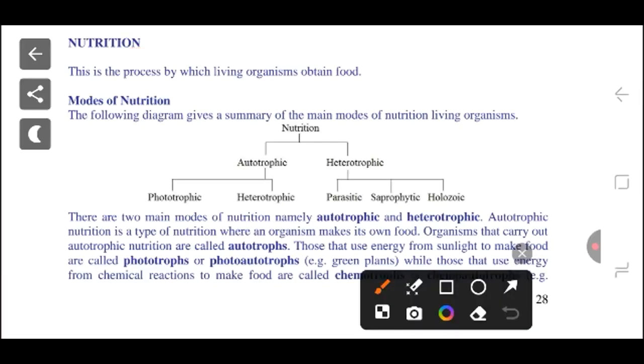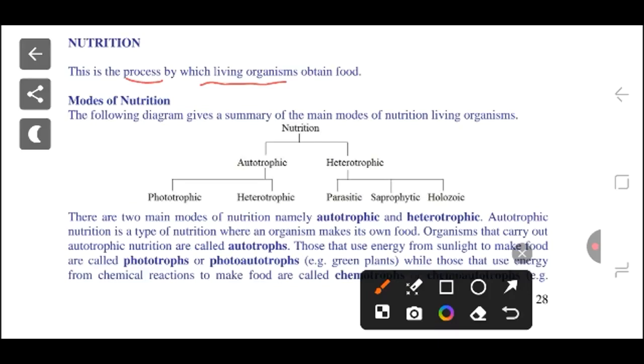So we're going to be looking at the topic nutrition. Nutrition is a process by which living organisms obtain food. Organisms obtain food. It's a process. That's nutrition.